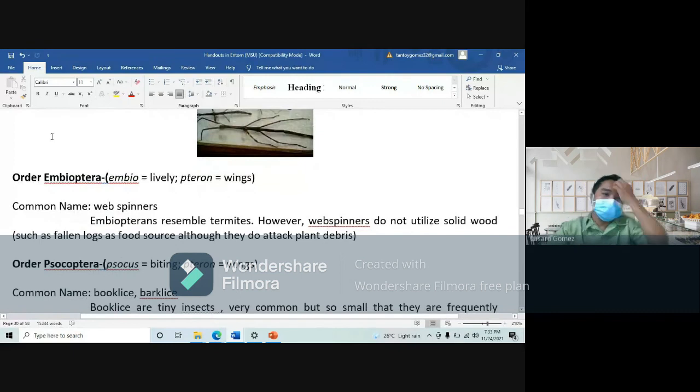Okay. The other order also is Embioptera. Consists of two words. Embio means lively. Pteron means wings. One best example of this order Embioptera is the web spinners. Embiopterans resemble termites. However, web spinners do not utilize solid wood such as fallen logs as food source, although they do attack plant debris. So that is Embioptera or web spinners.